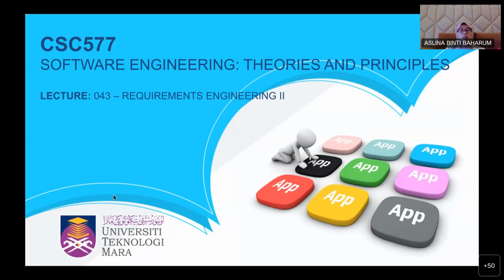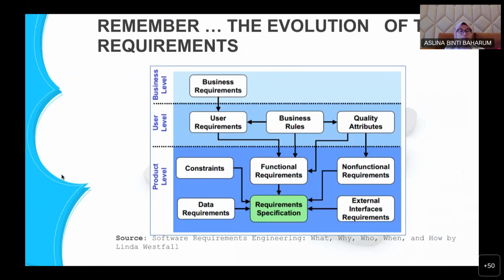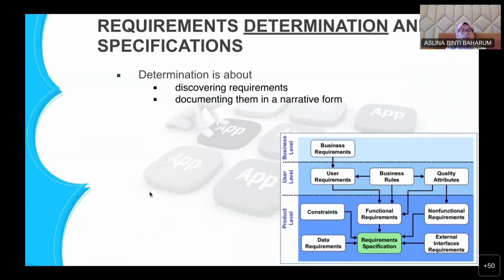Okay, so requirement engineering part 2. Again, it repeats the same formula, 135: from the business level, user level, product level. To achieve the business level, you must achieve the user level. To achieve the user level, you must achieve the product level. So 135, right? Determination and specification.